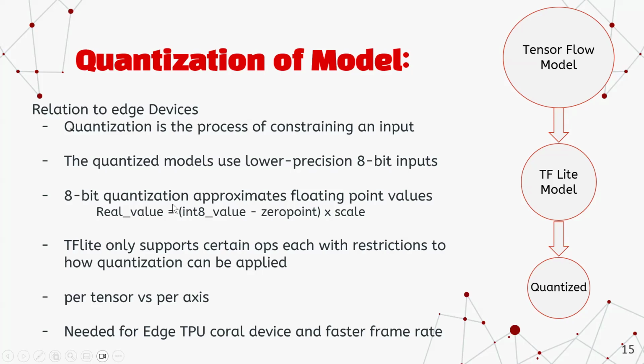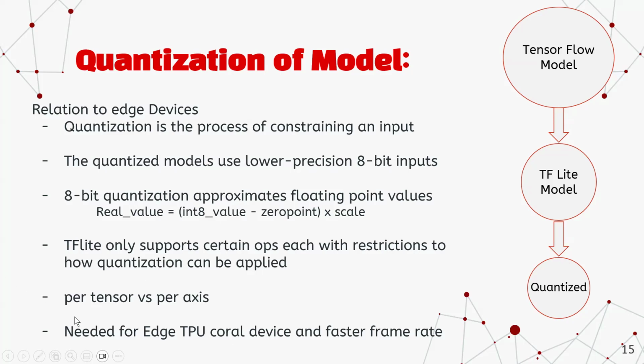You have a formula that tells you how the quantized value is calculated. And of course, you can do some algebra here to derive the int8 value from the 32-bit original. TF Lite only supports certain ops with restrictions to how models can be quantized.